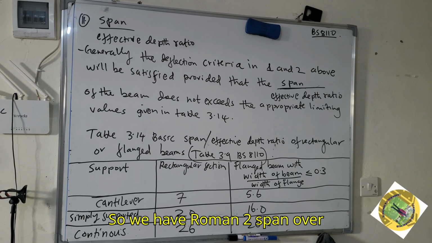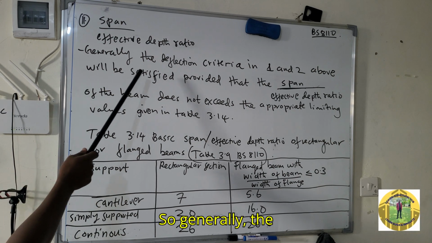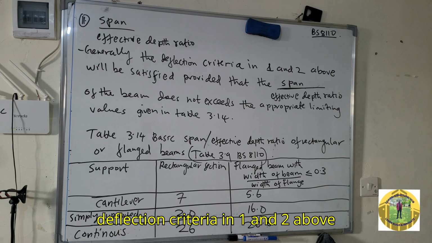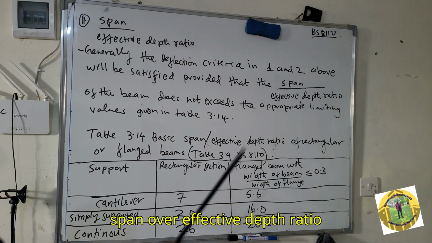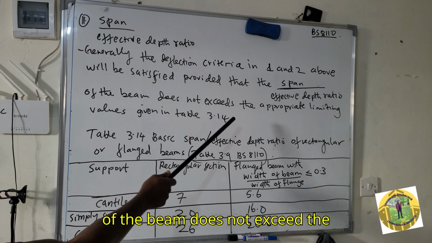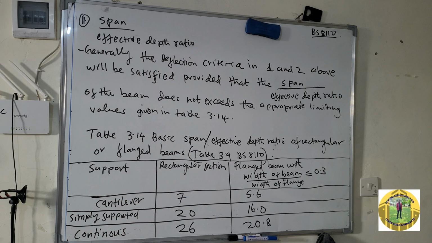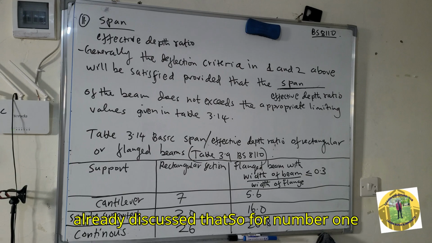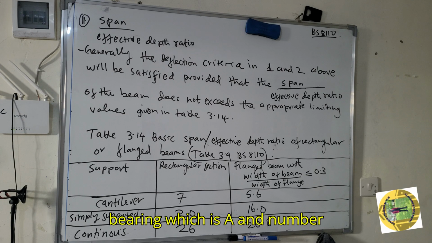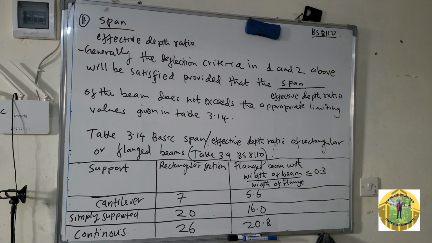So we have Roman 2, span over effective depth ratio. Generally, the deflection criteria in 1 and 2 above will be satisfied provided that the span over effective depth ratio of the beam does not exceed the appropriate limiting value given in table 3.14. The criteria in 1 and 2 we already discussed. For number 1, you have the distance between the centers of bearing, which is A, and number 2, the clear distance between supports D plus the effective depth, like that.